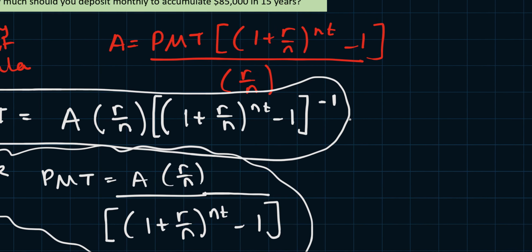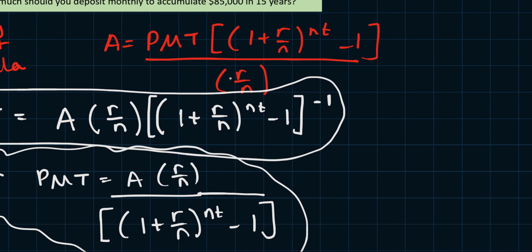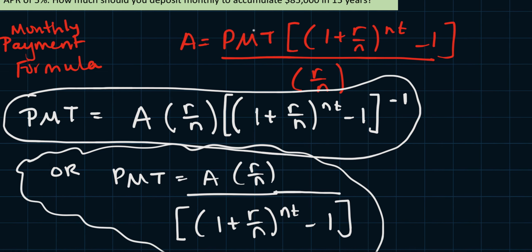You don't have to know how to do this, but I'm just going to talk you through it pretty quickly. I want to solve for payment. Since I'm dividing by R over N, I need to get rid of it, so I multiply both sides by R over N. That's why I've got A times R over N here. And then to get rid of this thing, I need to divide, and that's why I have it in the denominator here. So I would multiply by R over N and then divide by this.